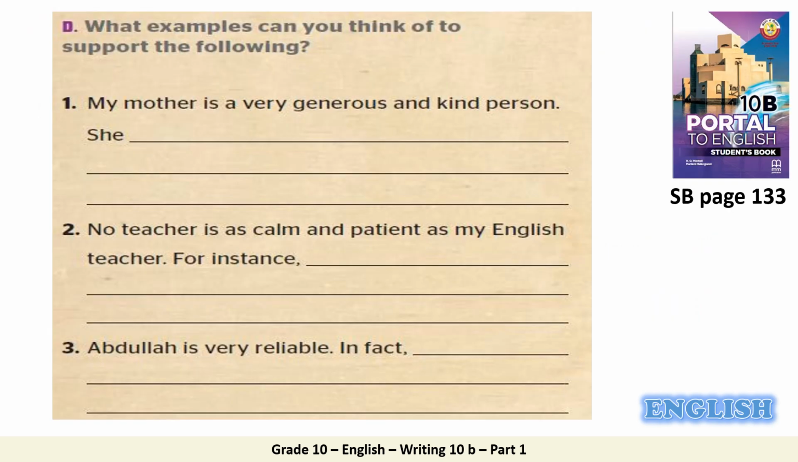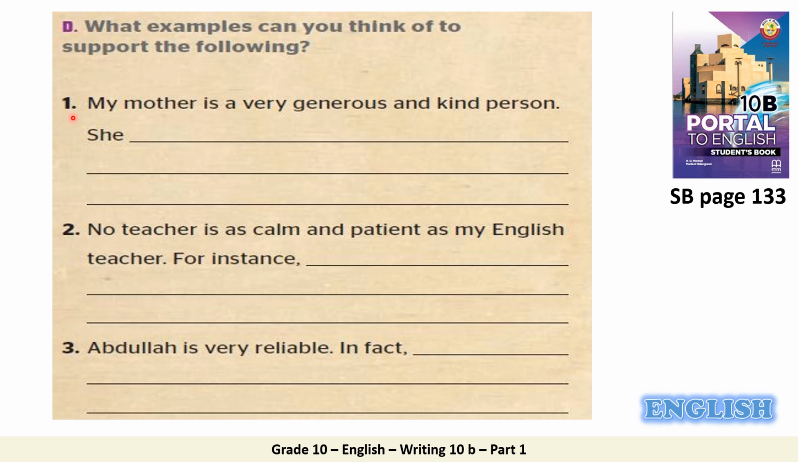Alright, dear students. Now, let's move on to activity D, in which you are going to produce something. You are going to describe some people. Let's have a look at this activity. So, what examples can you think of to support the following? We have 3 sentences and we are going to expand them. We are going to add more descriptions to these people.